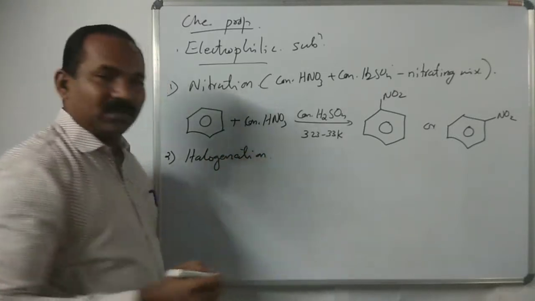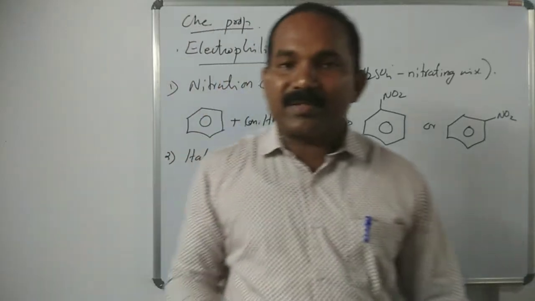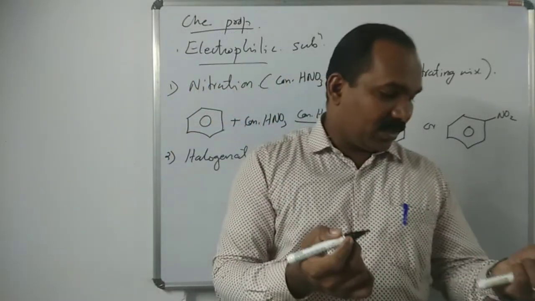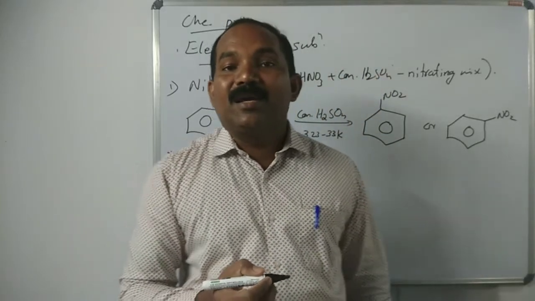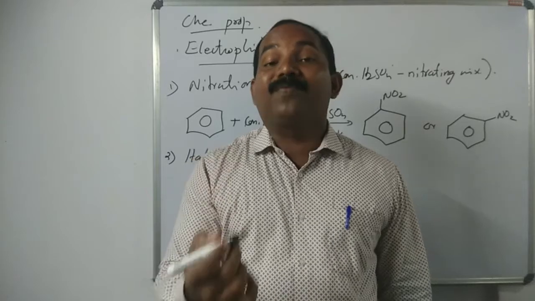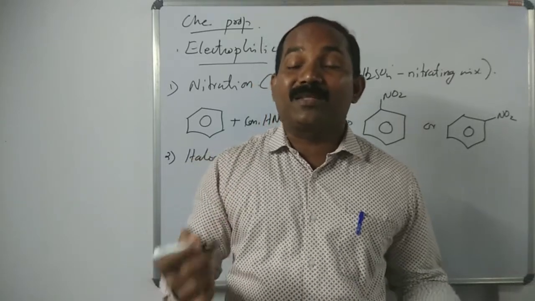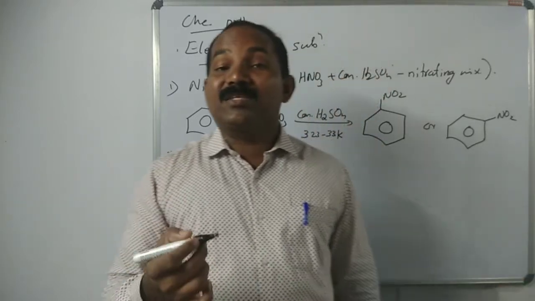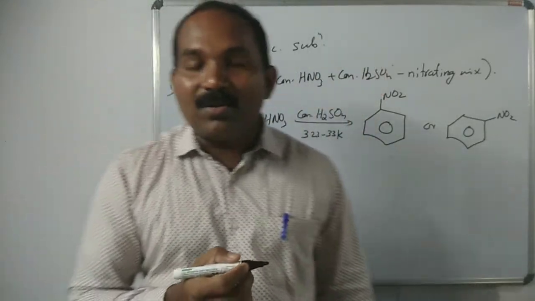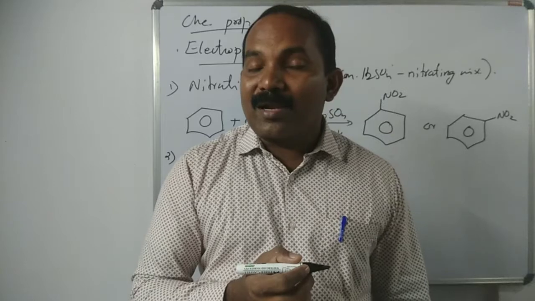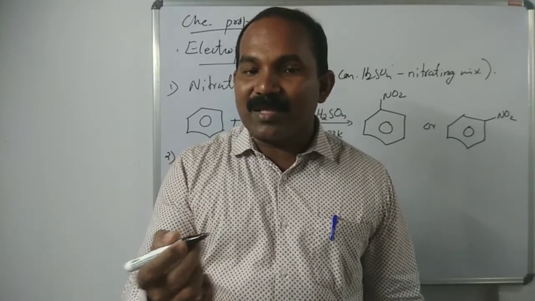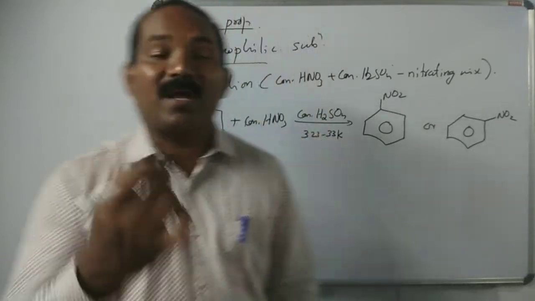Second one is halogenation. Benzene is treated with Lewis acids such as anhydrous AlCl3, FeCl3, FeBr3, etc. We will get halo derivatives.